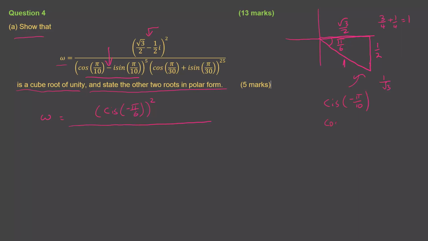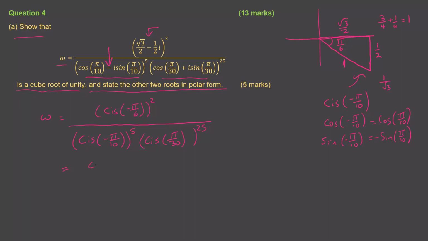And that's because cos is an even function, so cos of negative pi by 10 is the same as cos of pi by 10. But sine is an odd function, so the sine of negative pi by 10 is the negative of sine pi by 10. So we can make this cis negative pi by 10, and then that is to the power 5. And then this one is already a cis, so that's going to be cis pi on 30 to the power 25.